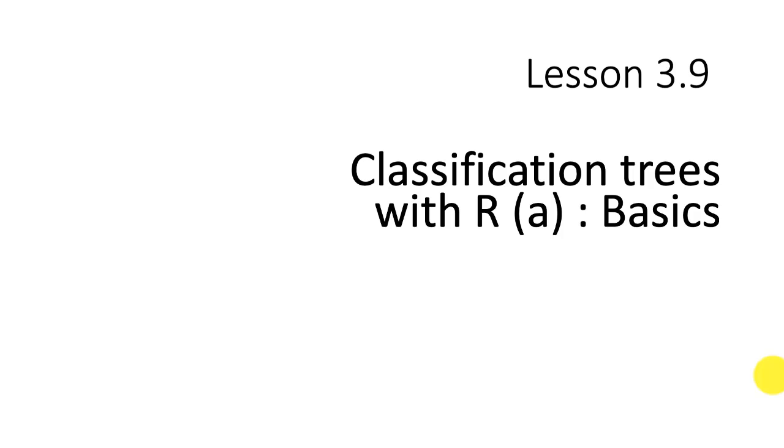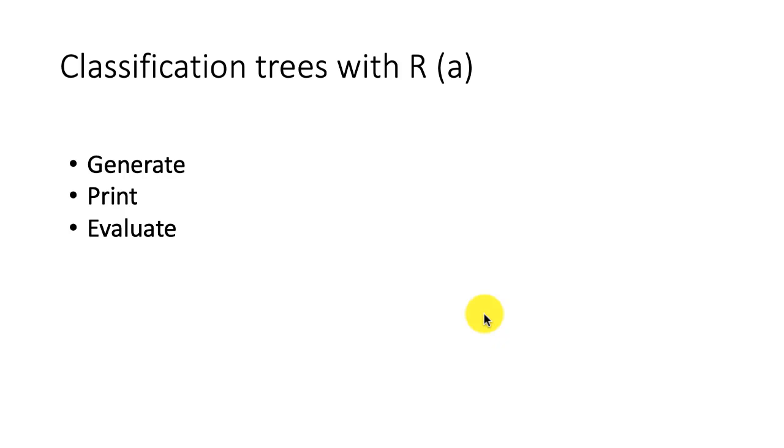In this lesson, we'll take a look at the basic coding for generating classification trees with R. We'll not be looking at some advanced features like generating ROC charts or using ROC charts to find the cutoff probability and so on. We'll not look at any of those things, or pruning or cross validation. Those are things that we'll add on in subsequent lessons. In this lesson, we're just looking at the bare bones coding for classification trees. We'll look at how to generate, print, and evaluate classification trees.